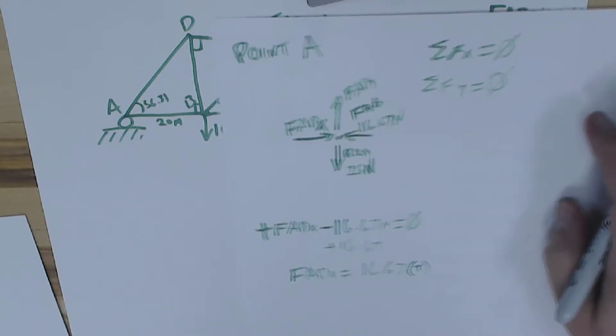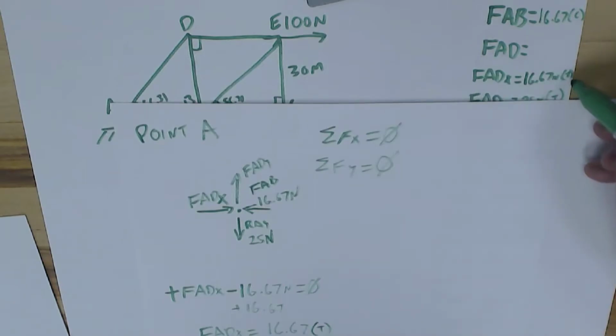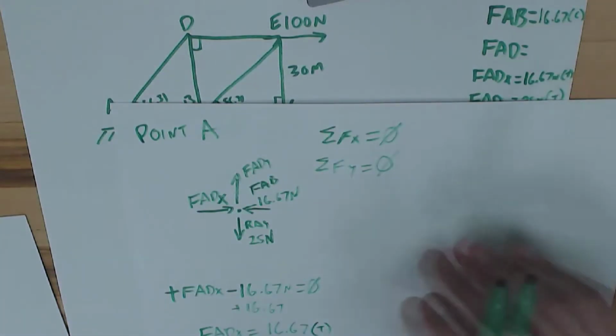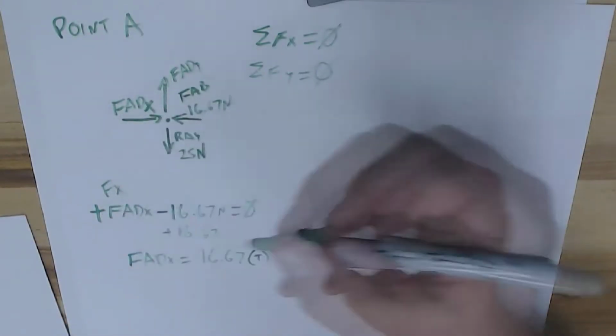Okay, now I actually had already written that answer up here. So FADX is 16.67 newtons in tension. I had to re-record this part because I goofed up. So that's my forces in my x direction.